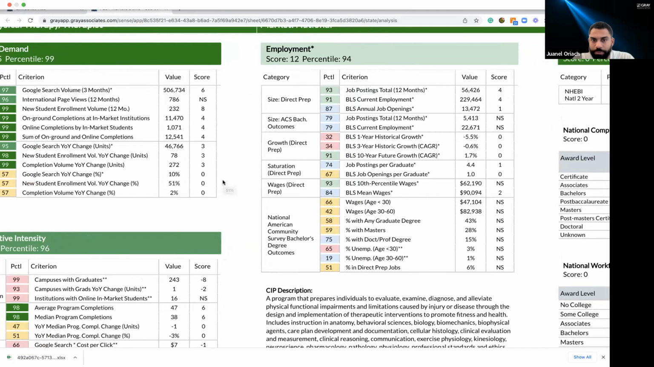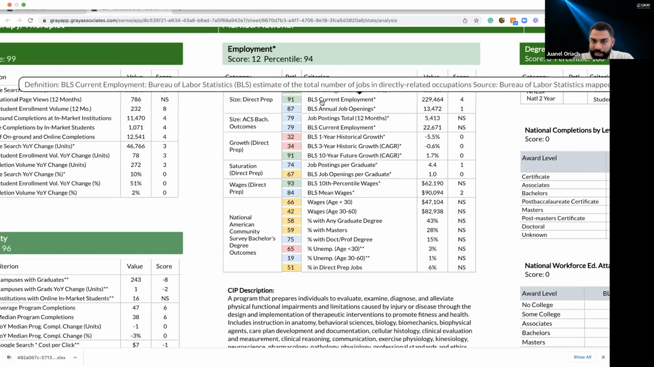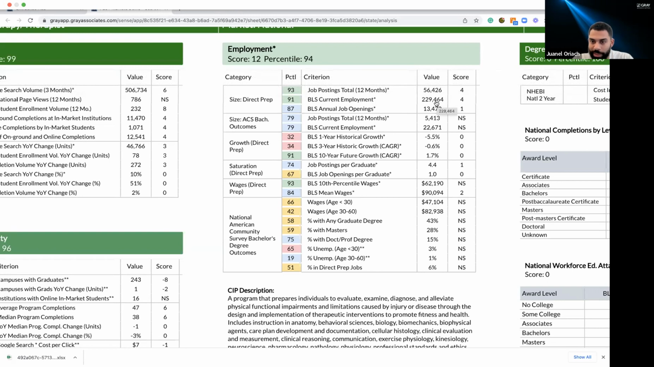Then we look over to the right, and we're going to look at some of the employment metrics. Things like job posting totals nationally for the past 12 months: 56,426, a 93rd percentile value. BLS recognizes this as a very large employment field as well, 229,000 people at a 91st percentile. BLS is also recognizing a significantly large amount of annual job openings. We're also seeing some relative strength for ACS, or American Community Survey, bachelor outcomes. And the wages are very strong here at the 10th percentile, which we use as a proxy for entry-level wage, which is why it's not being scored under the doctorate scope. Something like a mean wage would be more relevant here at 90,000, which is an 84th percentile mean wage.